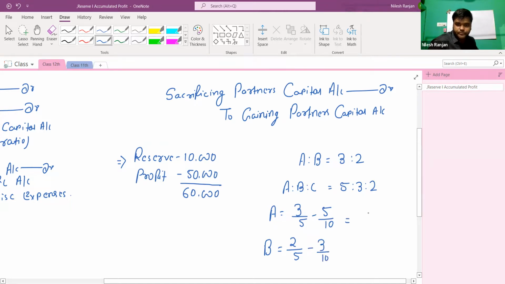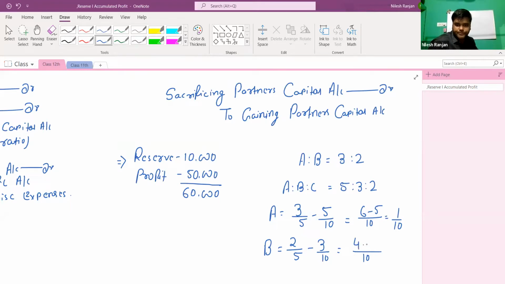So 6 by 10 minus 5 by 10, that is 1 by 10, and 1 by 10. So A and B are sharing the profit equally. They are sacrificing in the same ratio, so it is called equal sacrificing ratio.